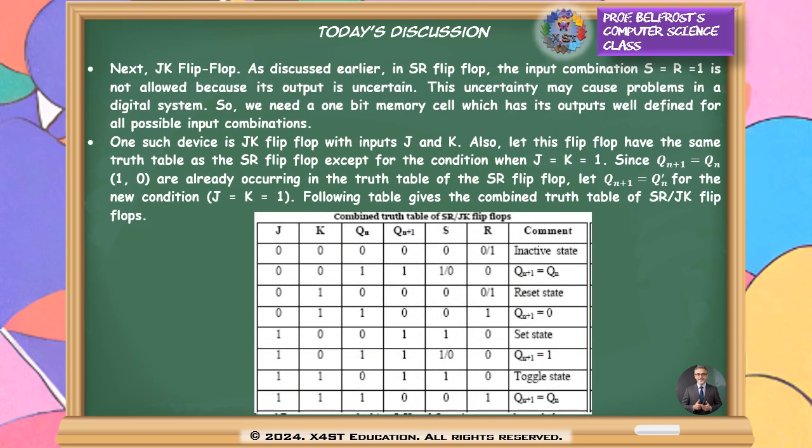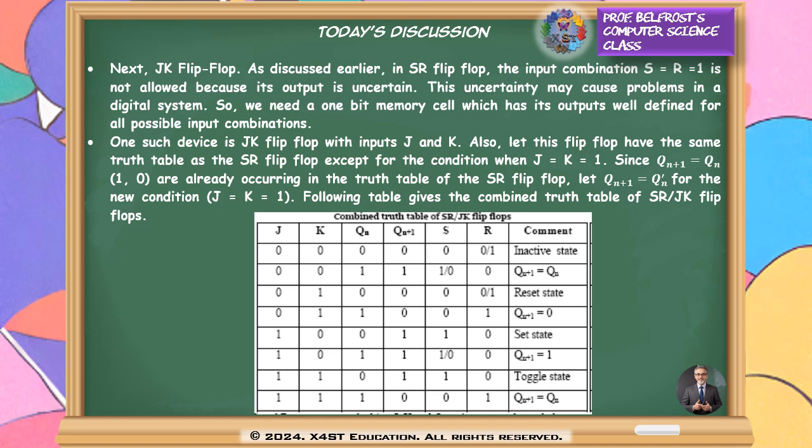Next, we'll discuss the JK flip-flop. In the SR flip-flop, there's something very disturbing: when S and R equal 1, it's not allowed because the output is uncertain. This uncertainty may cause problems in a digital system. So you need a one-bit memory cell which has its output well defined for all possible input combinations. One such device is the JK flip-flop, with inputs J and K.